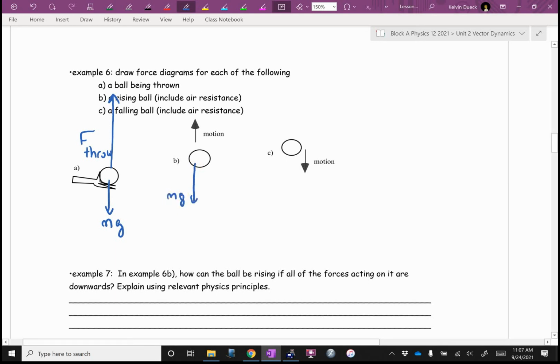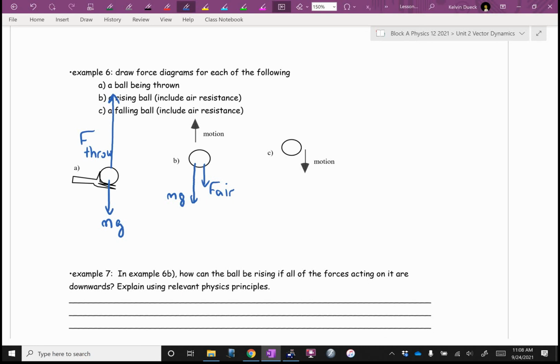What else? Air resistance. Which way? Down, because it's on the way up. Air resistance acts in the opposite direction of motion. How would I put 2 downs? I might just move the other arrow over a little bit, like that. I think air resistance in this case is smaller than gravity, but I need some numbers to be sure.